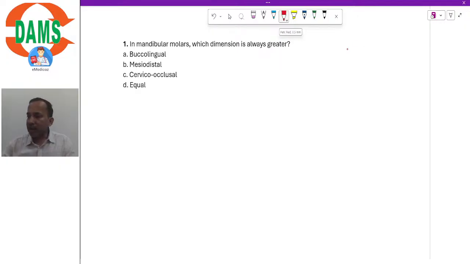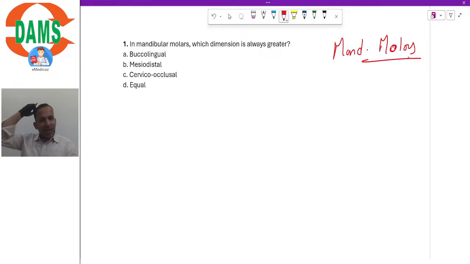So today we'll be discussing some MCQs on mandibular molars. In last class we discussed some MCQs on maxillary molars. So today we'll be discussing mandibular molars, right? So let's start with the first MCQ.